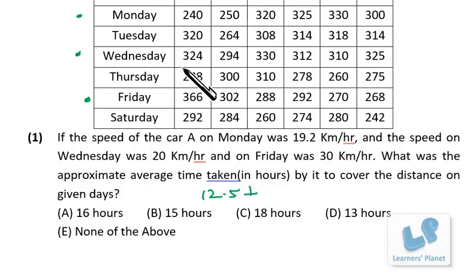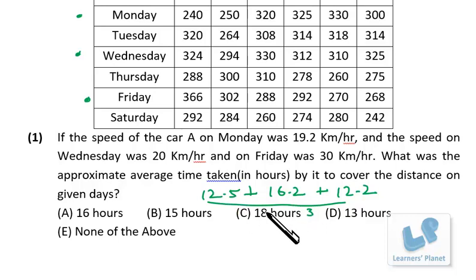Then on Wednesday 324 divided by 20, so it is 1, 6 and 2, so I can say 16.2. On Friday 366 divided by 30, so 1, 2, 2, so it is 12.2 and divided by 3. So this is the average. Add and divide by 3 or go by deviation method. Any of the method can be chosen.